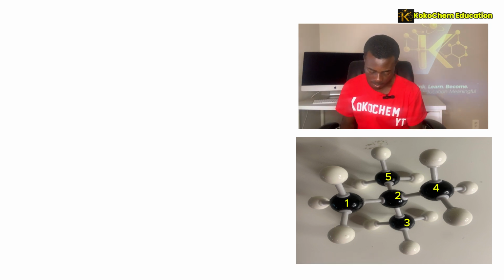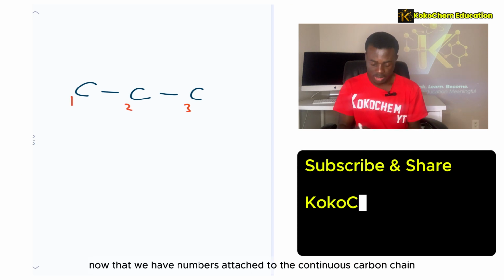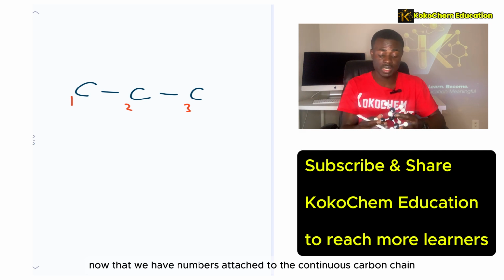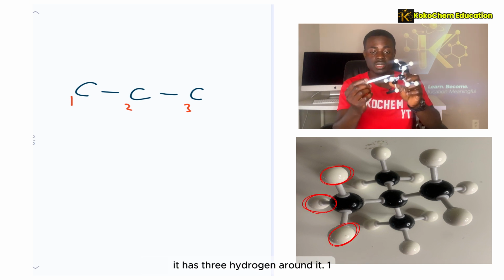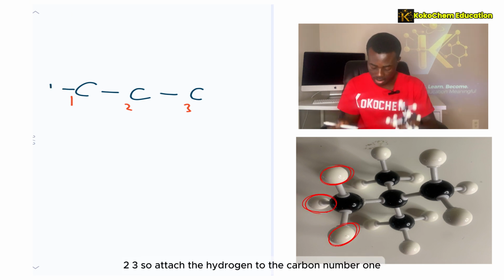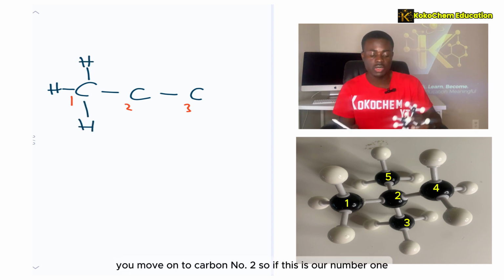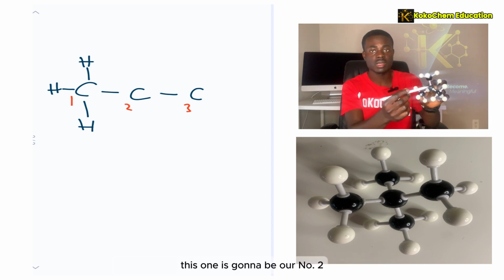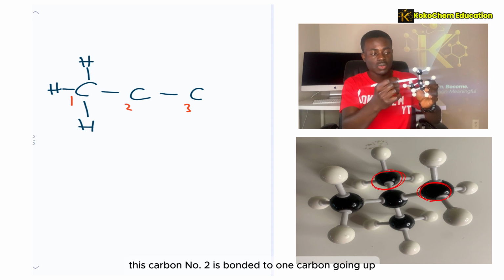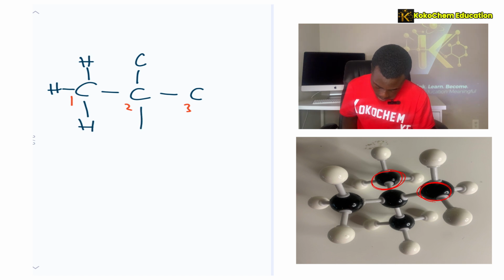Once you draw the carbons, try and number them. So this will be carbon 1, carbon 2, and carbon 3. Now that we have numbers attached to the continuous carbon chain, let's look at carbon number 1. If this is carbon number 1, it has 3 hydrogens around it. 1, 2, 3. So attach the hydrogens to the carbon number 1. You move on to carbon number 2. This carbon number 2 is bonded to 1 carbon going up, 1 carbon coming down. We'll draw C up and then C down.